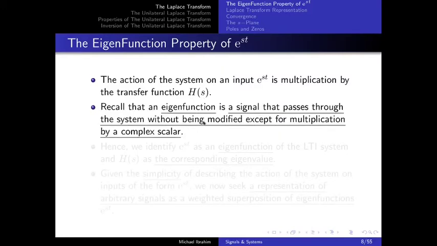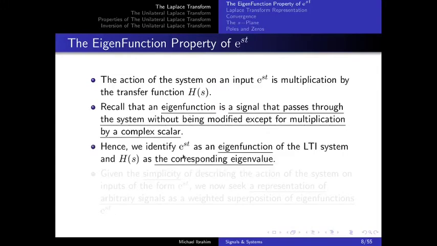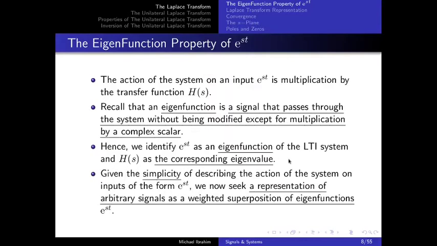And in this case, e to the power st is called an eigenfunction. So e to the power st is an eigenfunction, and H of s, which is the constant by which we multiply e to the power st, is called the corresponding eigenvalue. Given the simplicity of describing the action of the system on an input of this form, now we seek a representation of any arbitrary signal as a weighted superposition of eigenfunctions e to the power st.